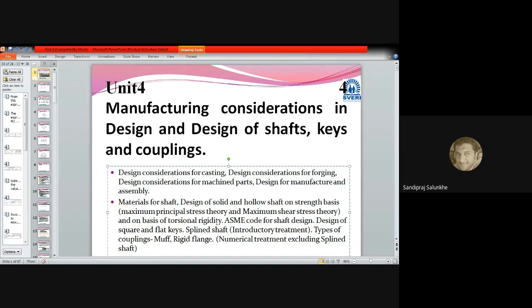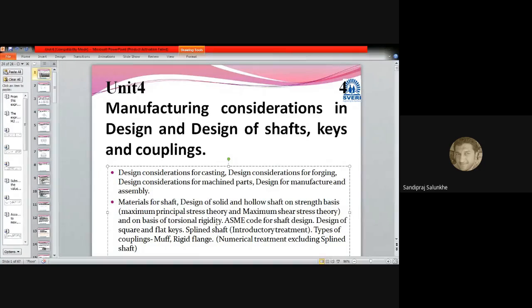If you look at the syllabus, it is divided into 2 parts. There are 2 separate paragraphs you can see here. One is design consideration for casting, design consideration for forging, design consideration for machining parts, and design for manufacturing and assembly. This is one part, which is theoretical, and the second one is design of shafts.